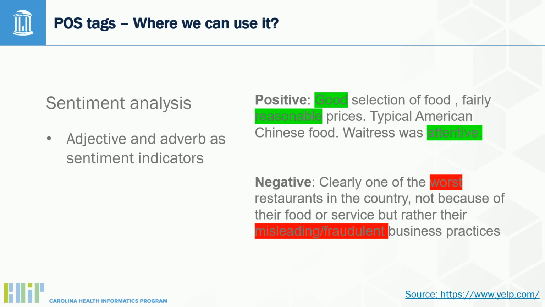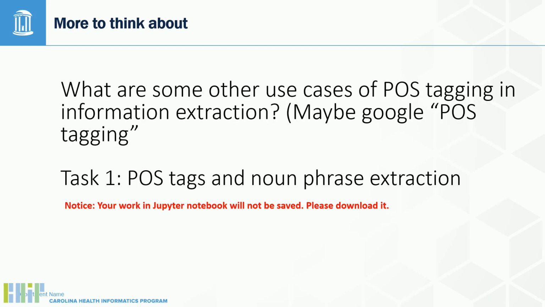Another use case can be sentiment analysis. Sentiment means the positive and negative emotion of a sentence. The emotion is largely determined by the adjectives and adverbs in a sentence. Look at two Yelp reviews on the right. One is positive with the words like good, reasonable, and attentive, while the other is negative with words like worst and misleading or fraudulent.